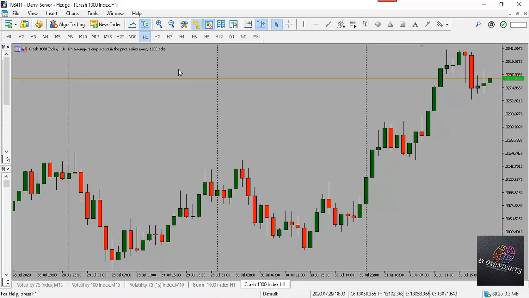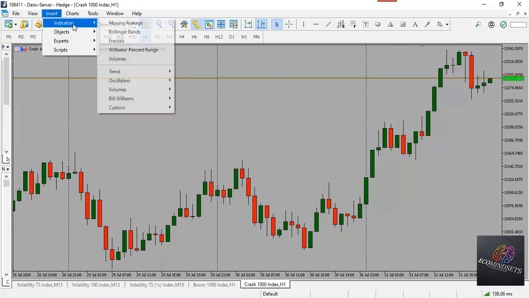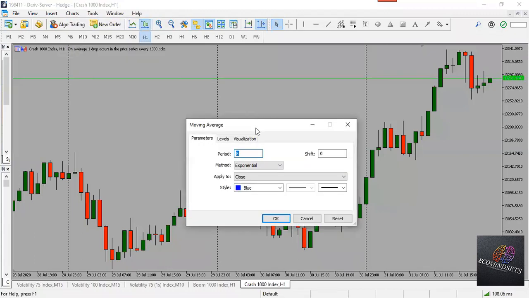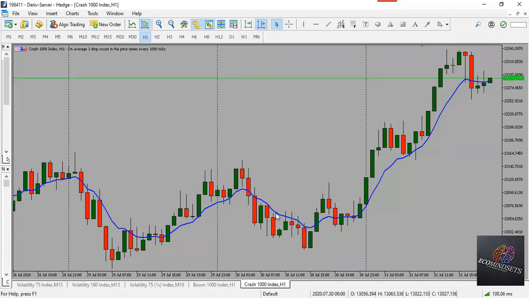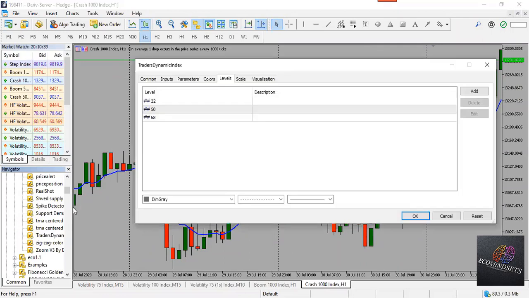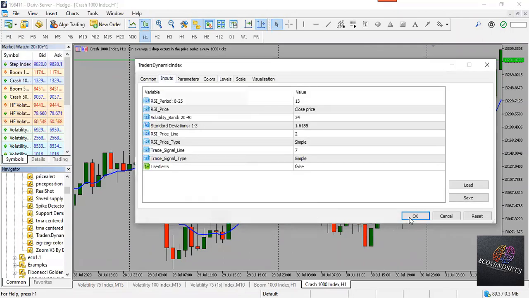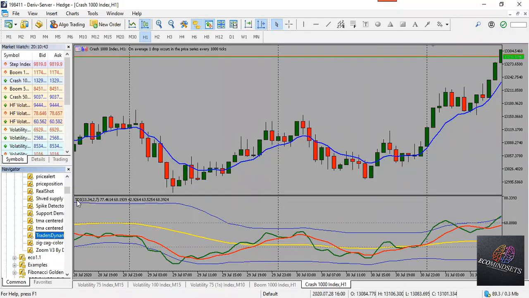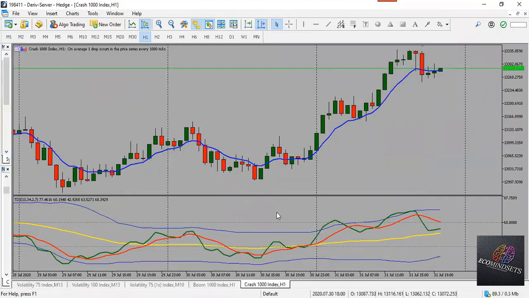The last recording session I did was on how to use the EMA8. Since this is a live session, let me quickly go through that before I bring in the new method. So let me add this, then our Traders Dynamic Index. All right, so these are the two indicators that I used last time when I did the video.